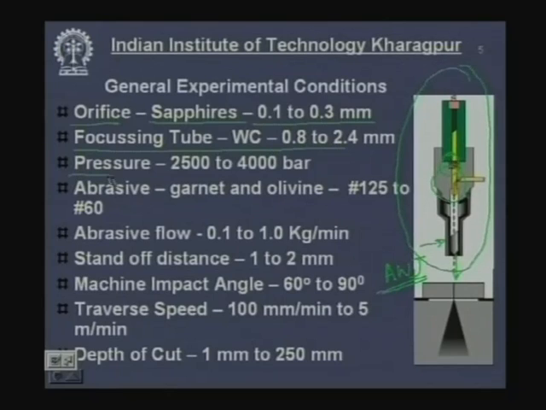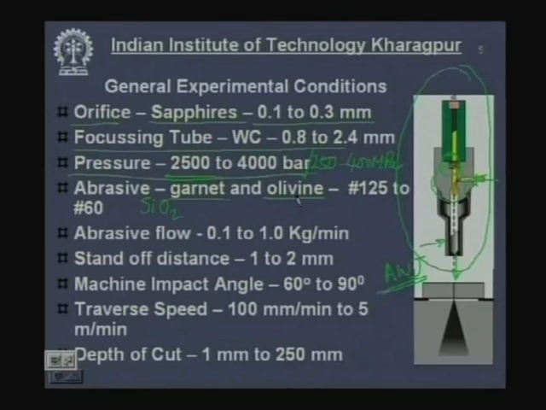We have already discussed what kind of pressure we are using. The pressure of water is around 2500 to 4000 bar, which is 250 to 400 MPa if you are conversant with that unit. Now, what are the abrasives which are added here? Abrasives are nothing but silicon oxide or sand. Typically, they are called garnet or olivine.